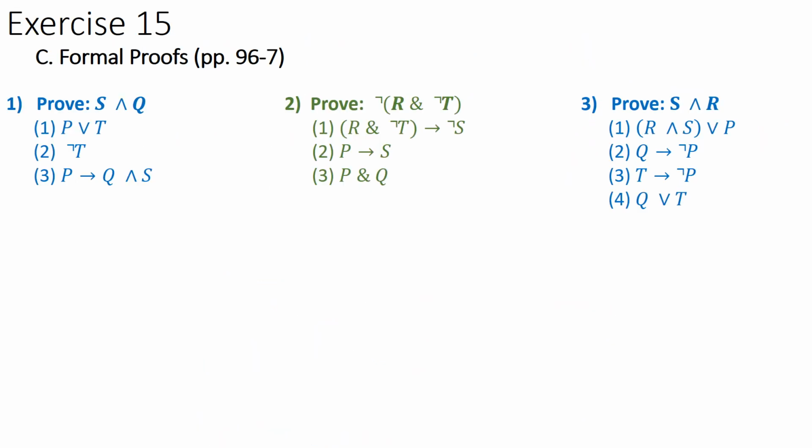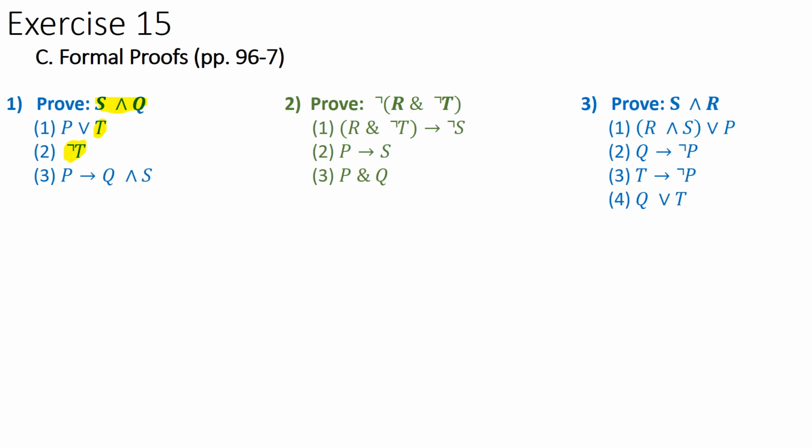And finally, let's look at 3 more problems from part C of exercise 15. Number 1, we want to prove the conjunction S and Q. We have 3 premises. The second premise denies T. T is not the case. T happens to appear in a disjunction, and so through a disjunctive syllogism we can get P. The Suppes and Hill textbook will allow us to do that.